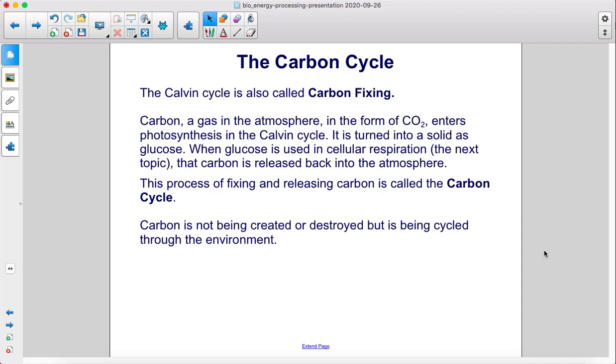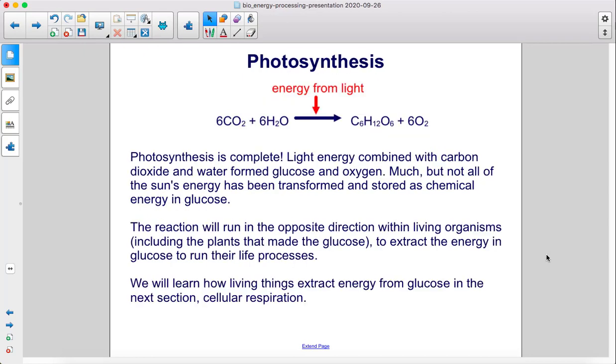When glucose is used in cellular respiration, the next topic, that carbon is released back into the atmosphere. This process of fixing and releasing carbon is called the carbon cycle. Carbon is not being created or destroyed, but is being cycled through the environment. Photosynthesis is complete. Light energy combined with carbon dioxide and water formed glucose and oxygen. Much, but not all of the sun's energy has been transformed and stored as chemical energy in glucose.